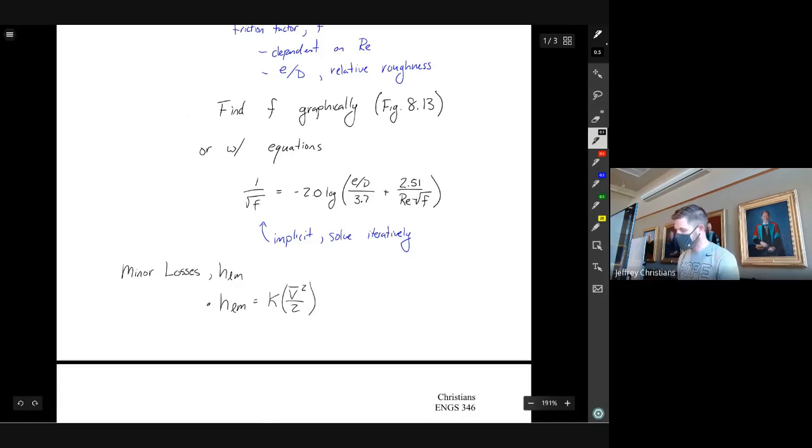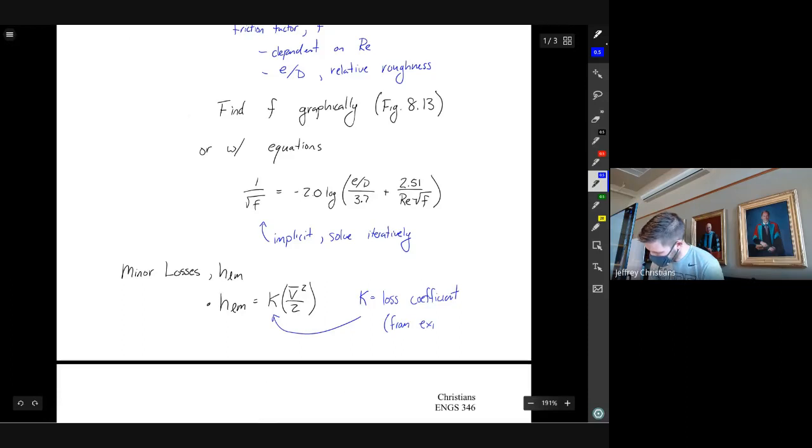It's going to be K times V squared over 2, where K is the loss coefficient, which is a value determined from experiment. So you can predict it if you do simulations for something, but generally it's fairly easy to measure.